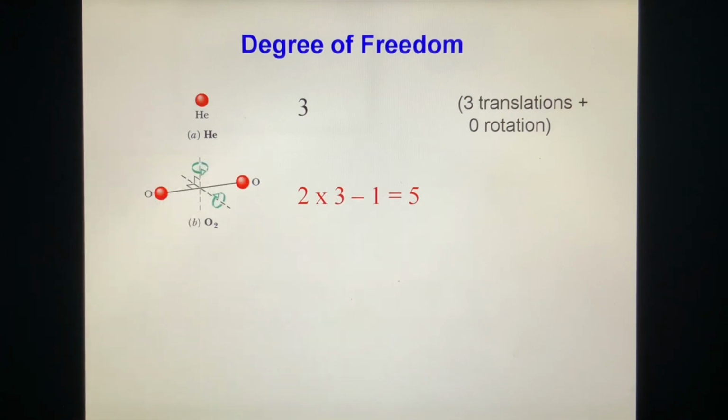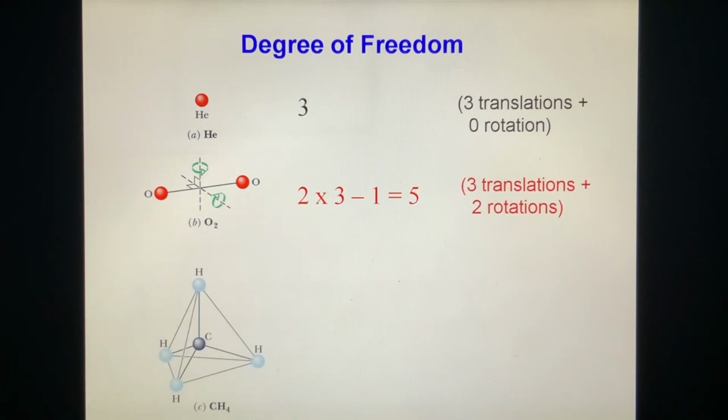And we can look at it in other ways. We can look at this whole molecule. It can have 3 translational degrees of freedom that go with the center of mass x, y, z. And it can have 2 rotations around these axes, but not along this direction, because rotation around this axis doesn't produce any change. So the freedom is 3 translational, 2 rotational.